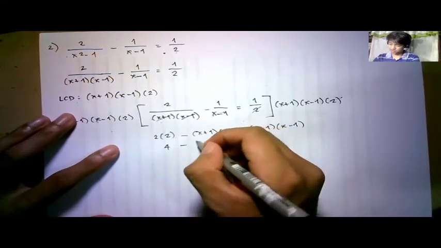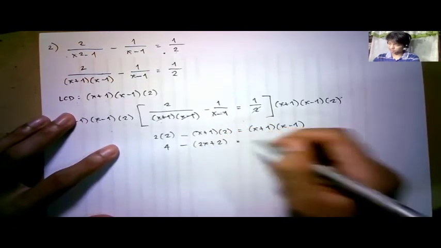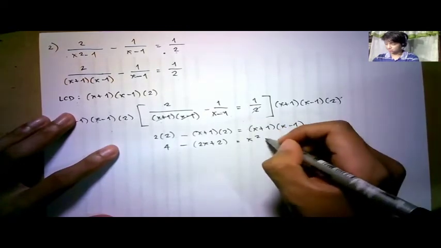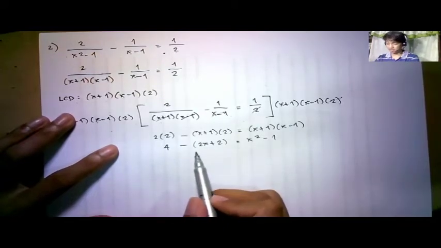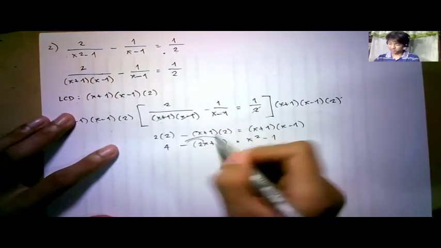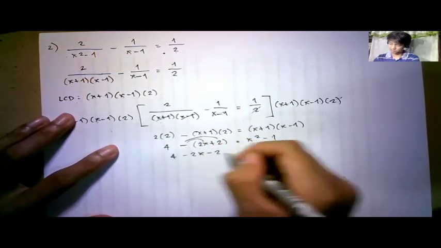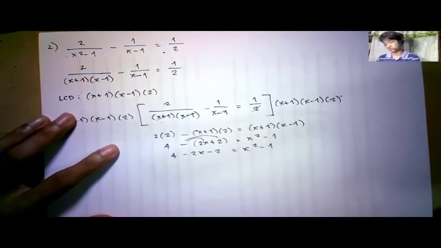The quantity 2x plus 2 is equal to, this will give you x squared minus 1. And then we distribute the negative sign. So that will give you 4 minus 2x minus 2 is equal to x squared minus 1.